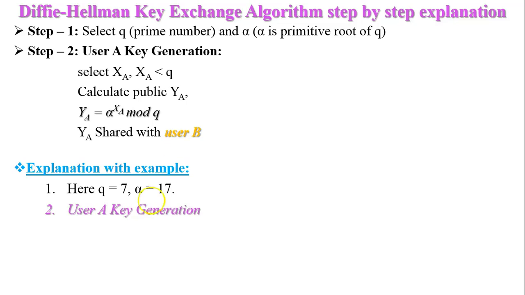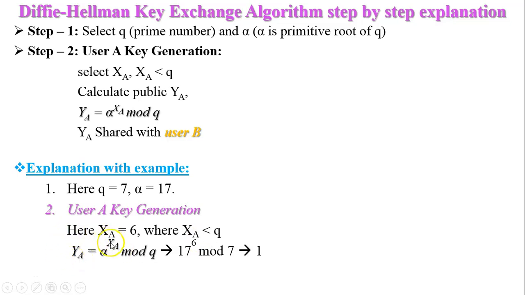Now see the example, user A side key generation. Here XA is equal to 6. As per the condition, XA less than Q: the value of XA is 6 and the value of Q is 7, so 6 is less than 7. Now calculate as per the given equation, YA is equal to alpha raised to XA mod Q. Here alpha is equal to 17, so 17 raised to 6 mod 7. It means the value of YA is 1. This is the user A side value. Now as per step number 2, the YA value is shared with user B.